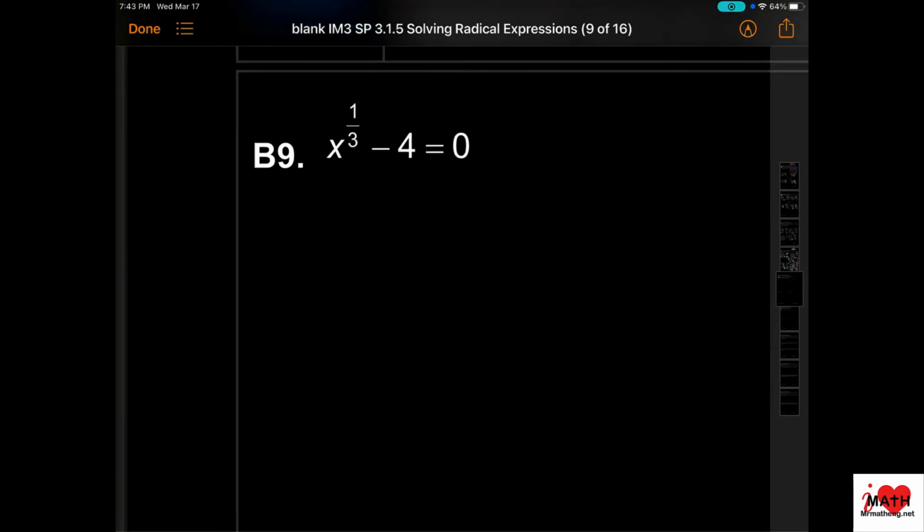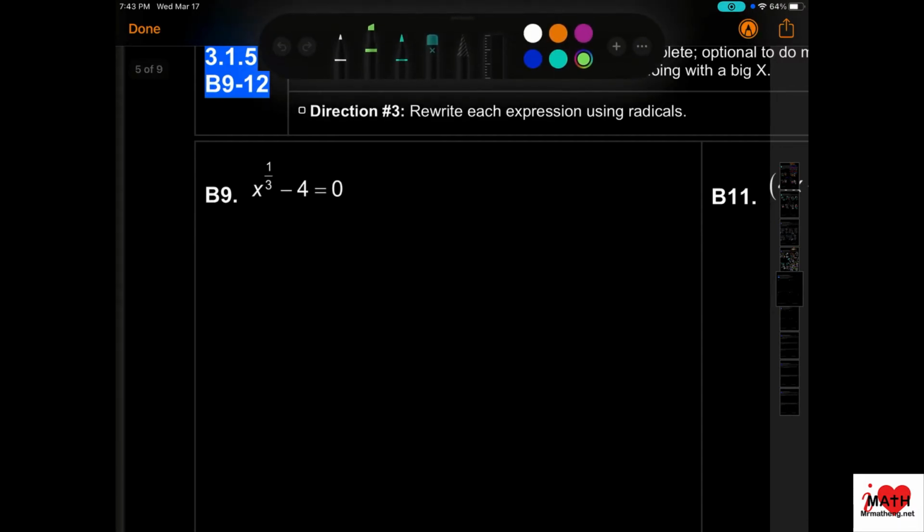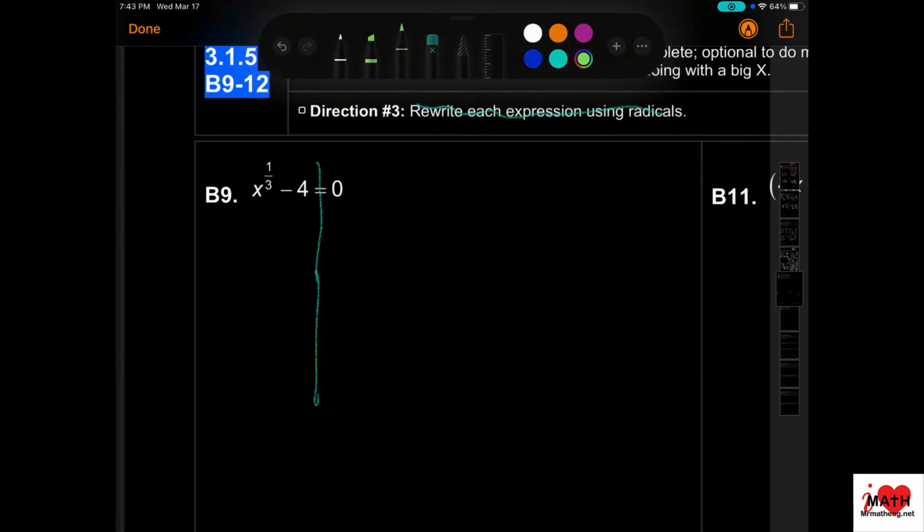Here in B9, you're doing the same thing. You're rewriting, well, I didn't change the directions. I need to do that. But basically you're solving. And to solve, you're basically getting x by itself here. So I like to draw a line down my equal sign. And again, you're going PEMDAS backwards.